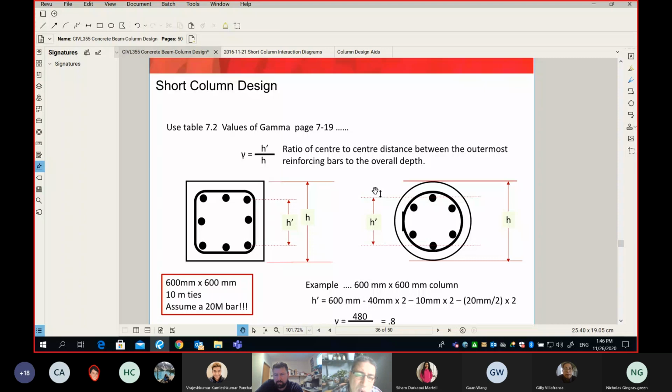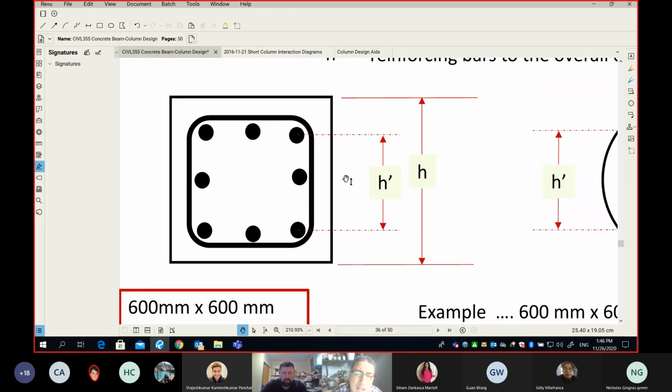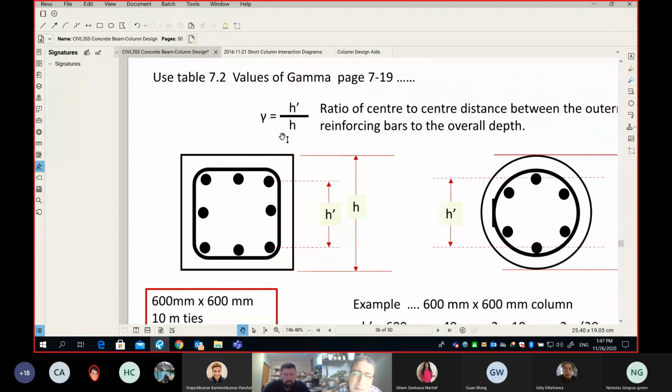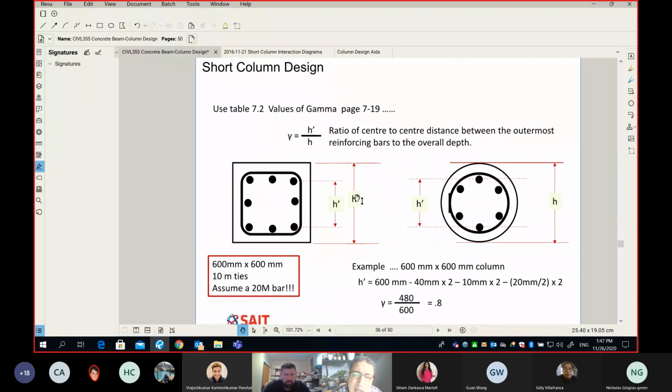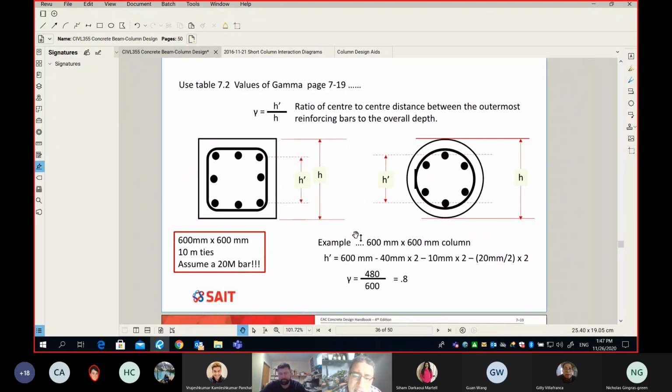Now, I'm going to say a few things before we break, which is, in our design, we will need a value called gamma, and gamma is a ratio. Please look at the cross section here. The cross section from end to end, that is h, the column dimension. Between the center of the rebar to the center of the rebar, this is called h prime. The ratio between h prime and h is called gamma. In our design, we need gamma because it represents the lever arm of your rebar.